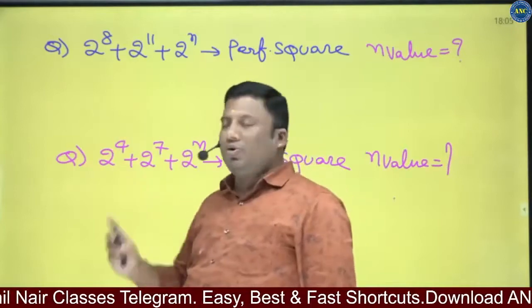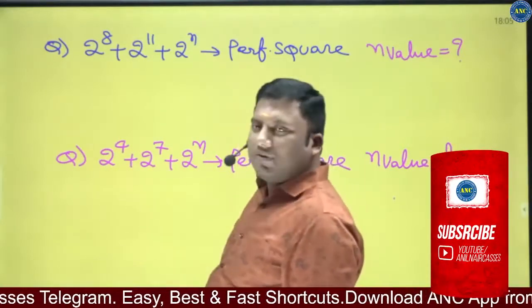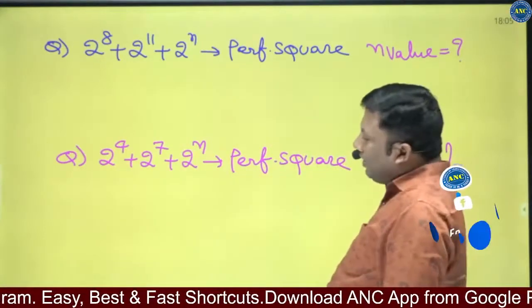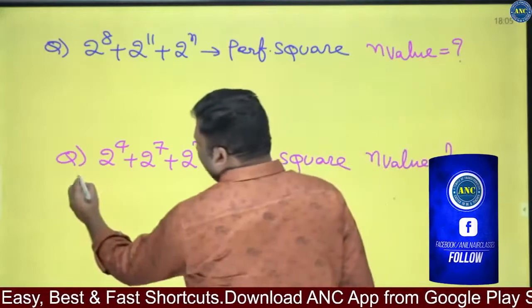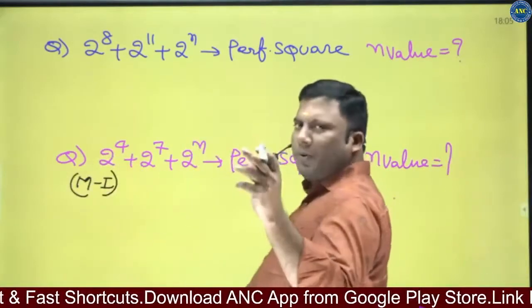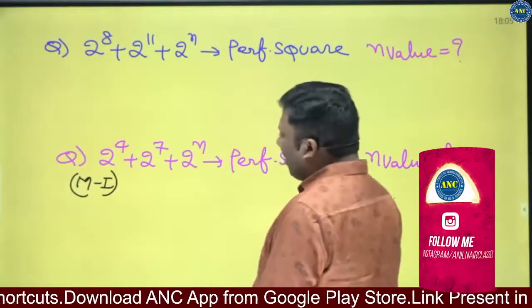I removed the answer options because if answer options are there, you can just substitute and check whether the left hand side is a perfect square or not. Multiple ways of solving a problem. Method 1. This is a very small value. 2 power 4 is 16. 2 power 7 is 128. These are all smaller values.